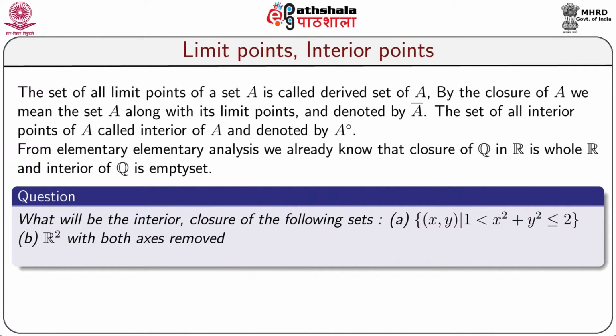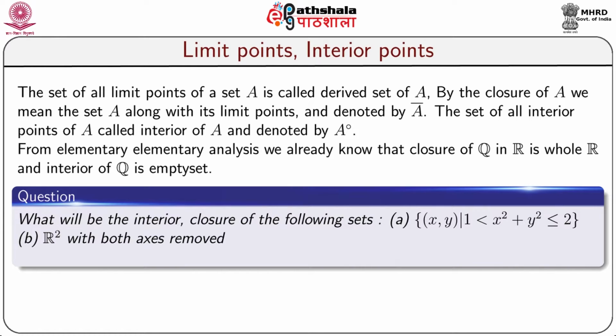The set of all limit points of a set A will be called the derived set. By the closure of A, we will mean A along with its limit points, and it will be denoted by A bar. The set of all interior points of A will be denoted by A interior. So, what will be the closure of Q in the usual topology of R? The closure of Q will be the whole of R, and the interior of Q will be the empty set in the usual topology of R. Let us put a question.